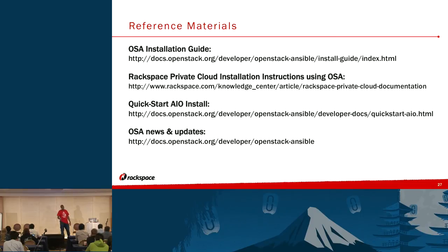These are just some of the reference materials. So this is really important stuff. The OSA install guide. There's some additional instructions to that install guide that Rackspace has put together that can also help to kind of supplement some really good examples. There's a quick start all-in-one install guide, which is very helpful. It uses a series of batch scripts to do exactly what we did, but in probably a little bit more simplified fashion. And of course, if you'd like to follow OSA as far as news and updates, this is a link there as well that shows you some of the newer things that they're doing.